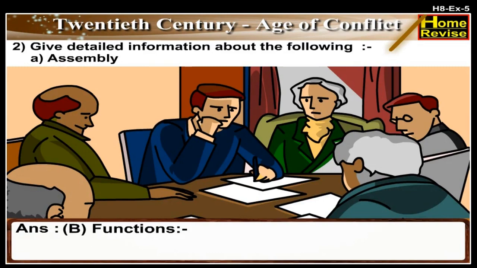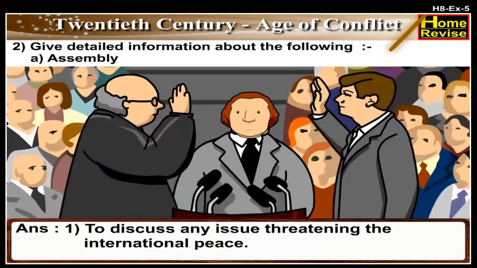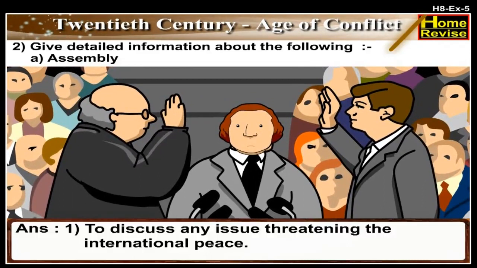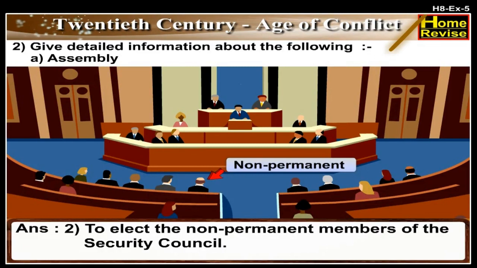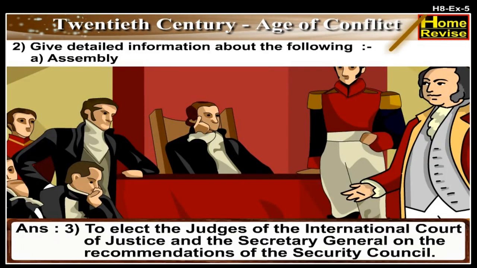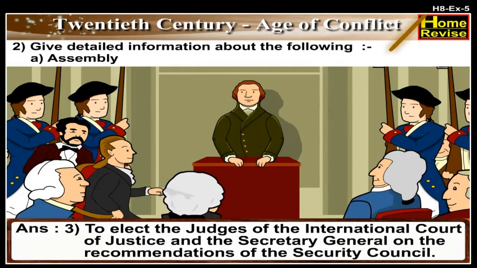B. Function. 1. To discuss any issue threatening the international peace. 2. To elect the non-permanent members of the Security Council. 3. To elect the judges of the International Court of Justice and the Secretary General on the recommendations of the Security Council.